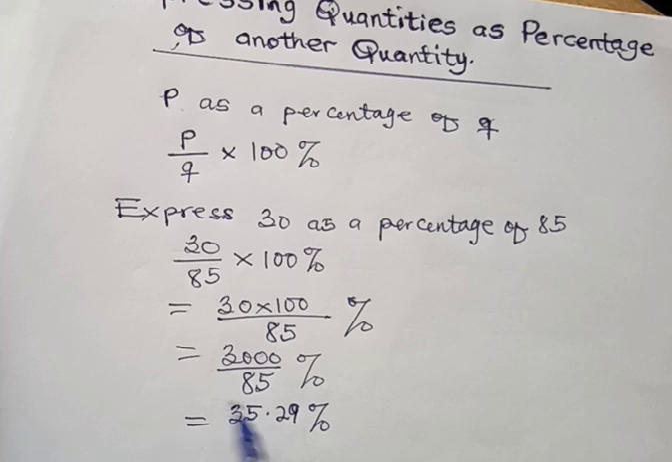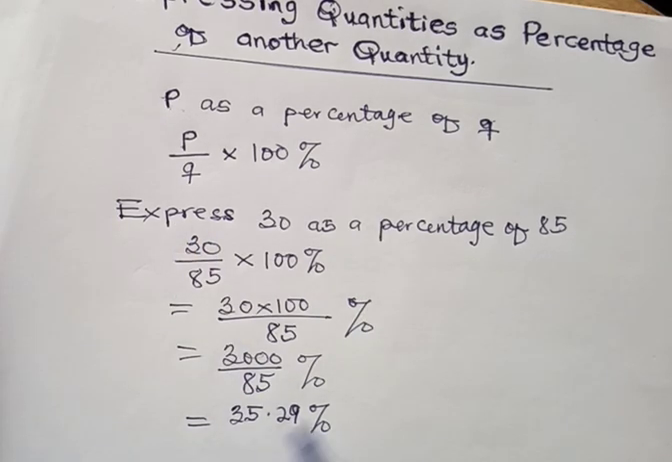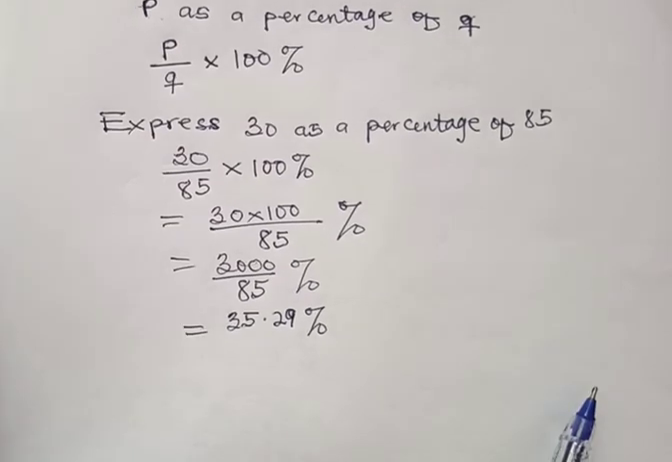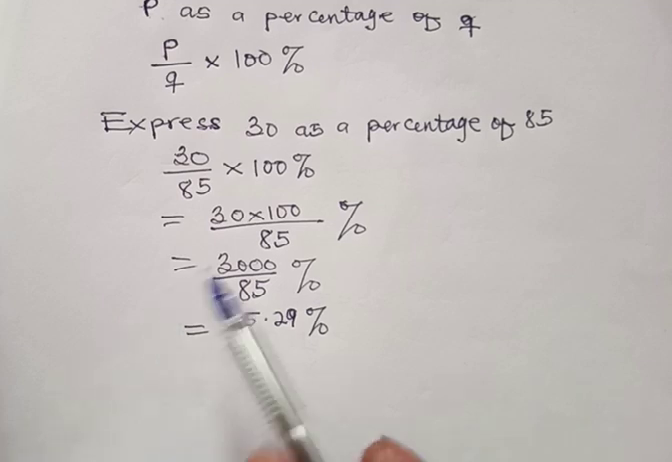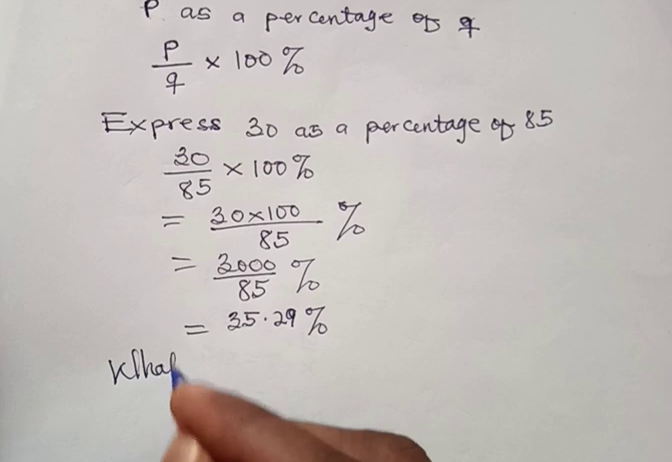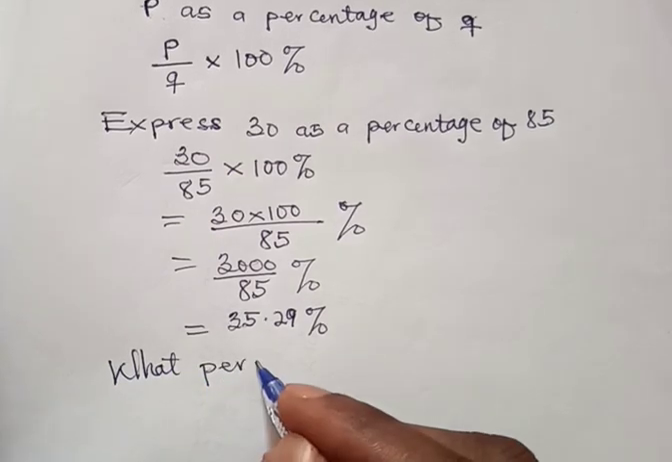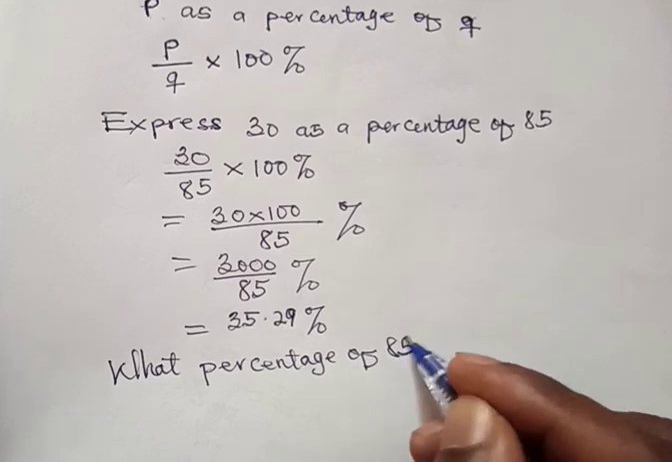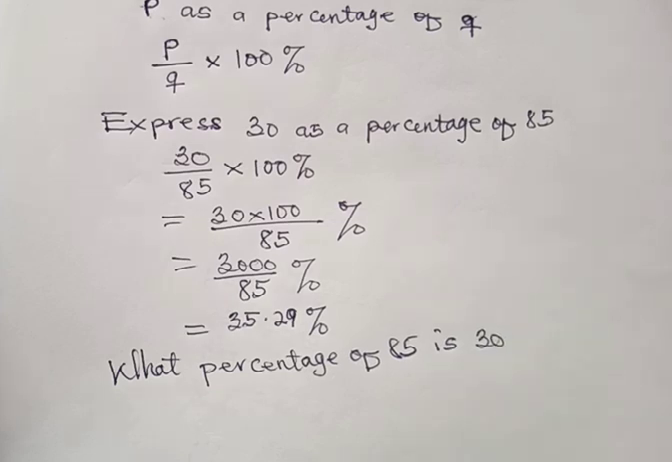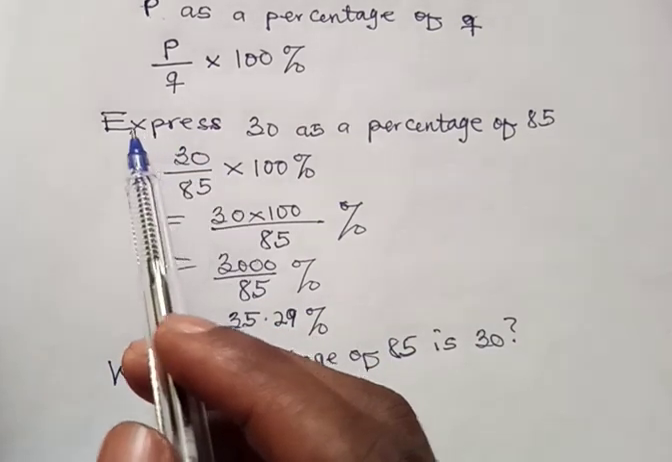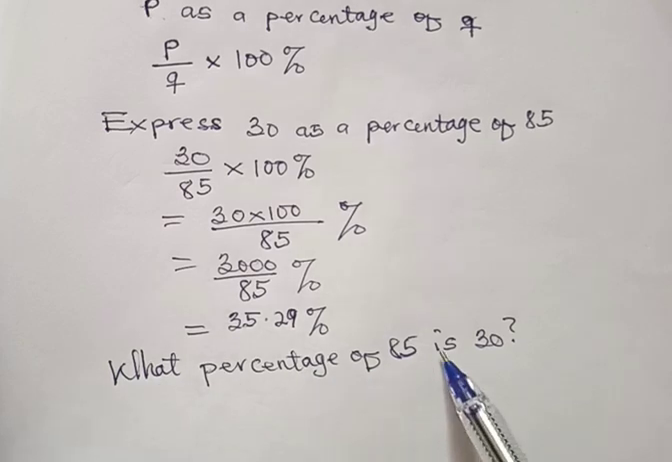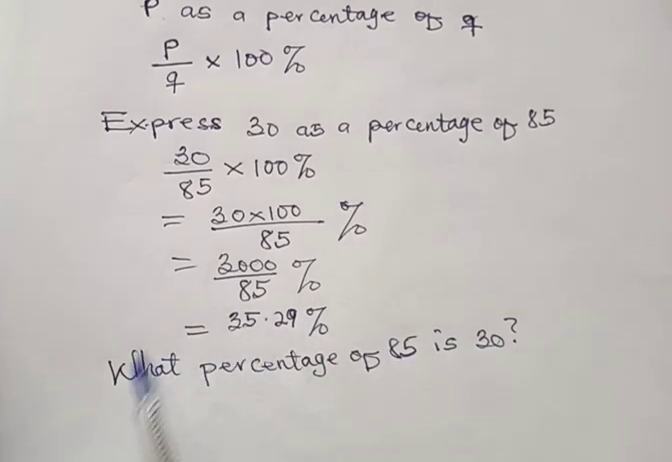Good. Now, do you know that the same question can also be framed differently? This question could have also been asked in this way. We could have asked you: what percentage of 85 is 30? Okay, the same question. In the first one, we said express this as a percentage of 85. And this time, you are asked what percentage of 85 is 30? So the same thing you see here can also be framed in this manner.